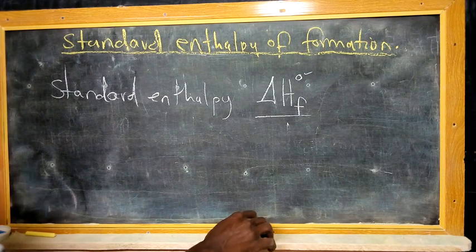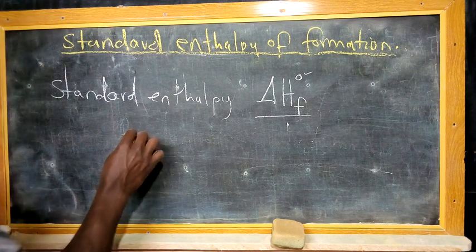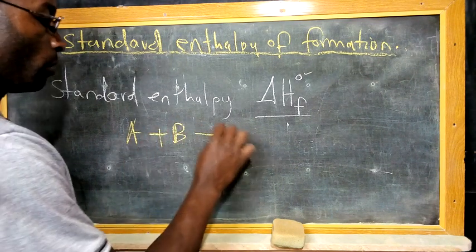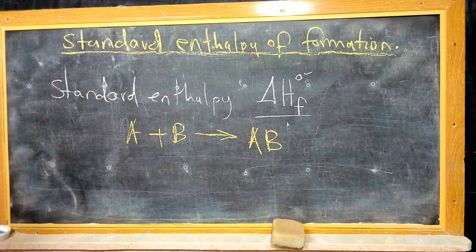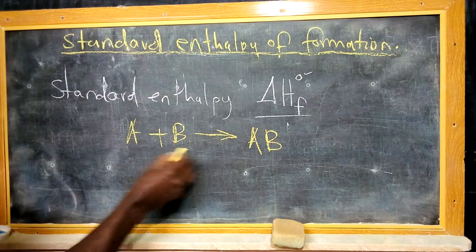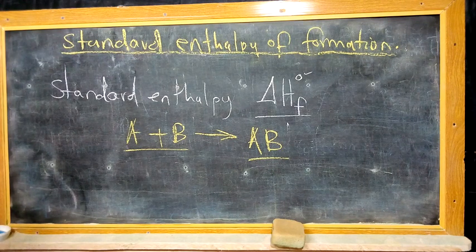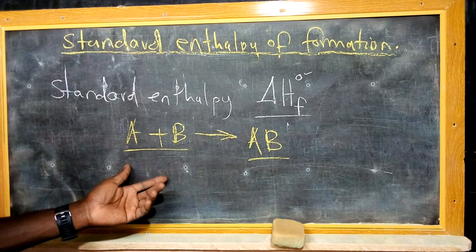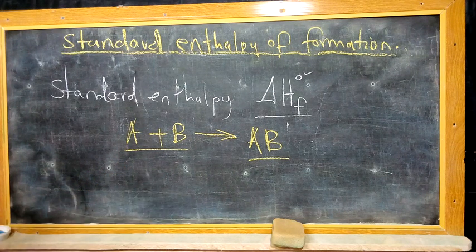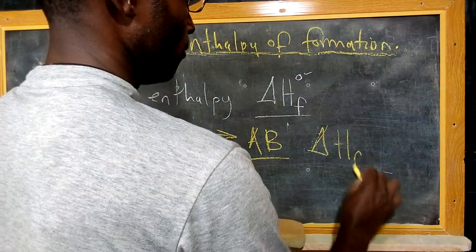So for instance, let's look at a general case for a reaction which is taking place. Maybe we have the reactants as A plus B, and we shall form a product AB. And if A and B are reacting under the standard conditions, then the product is going to be formed under standard conditions. So this is a formation reaction, and the standard enthalpy for this one we call a standard enthalpy of formation, which is denoted, as I have said, as delta H F naught.